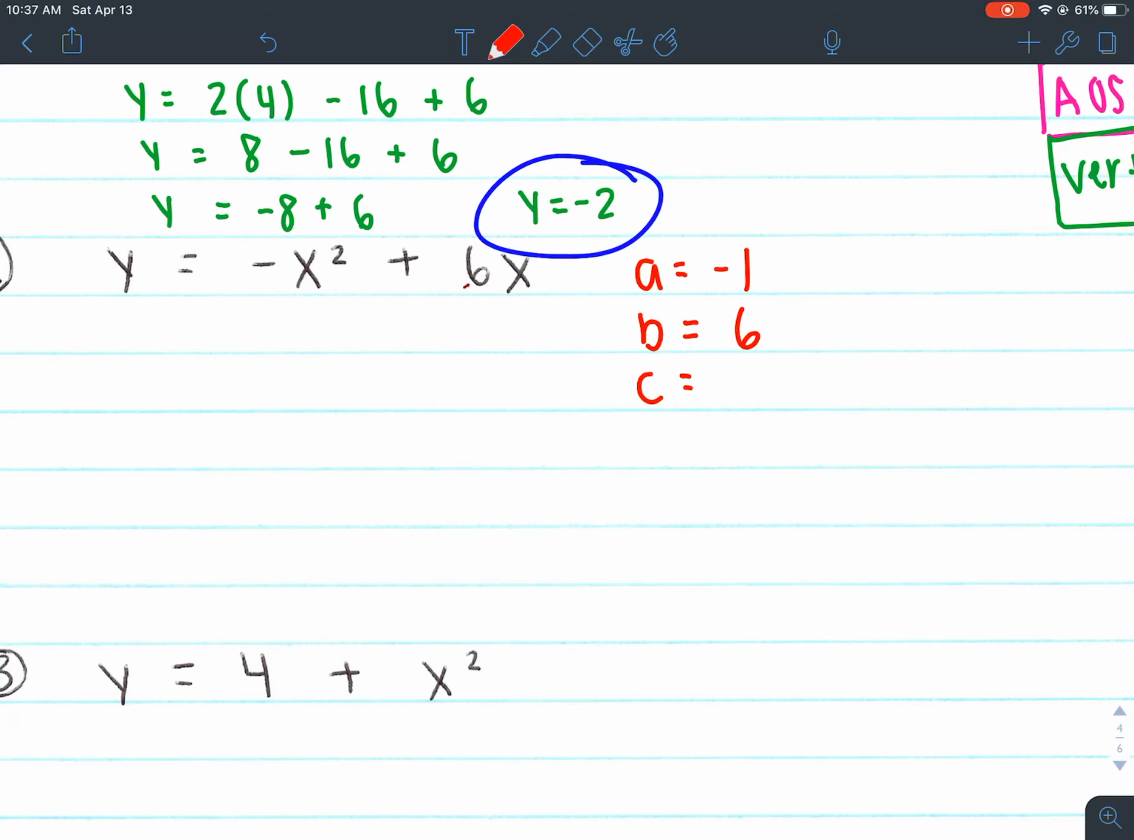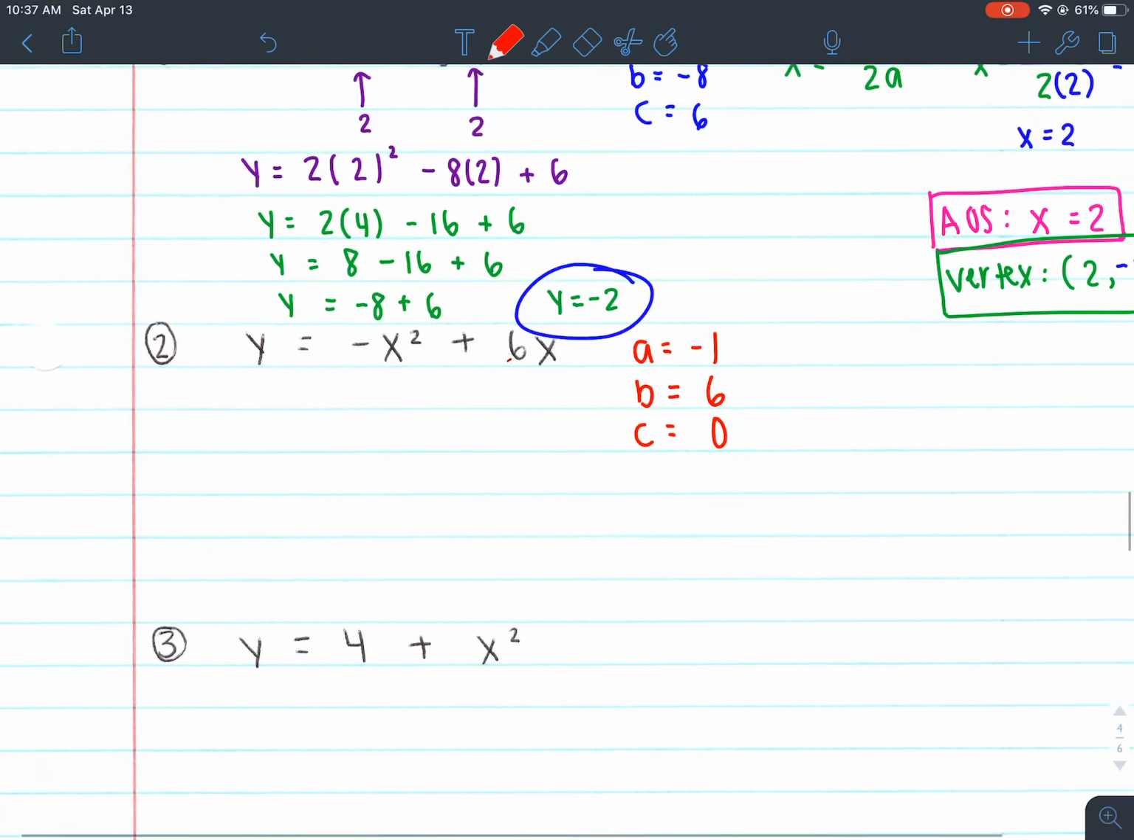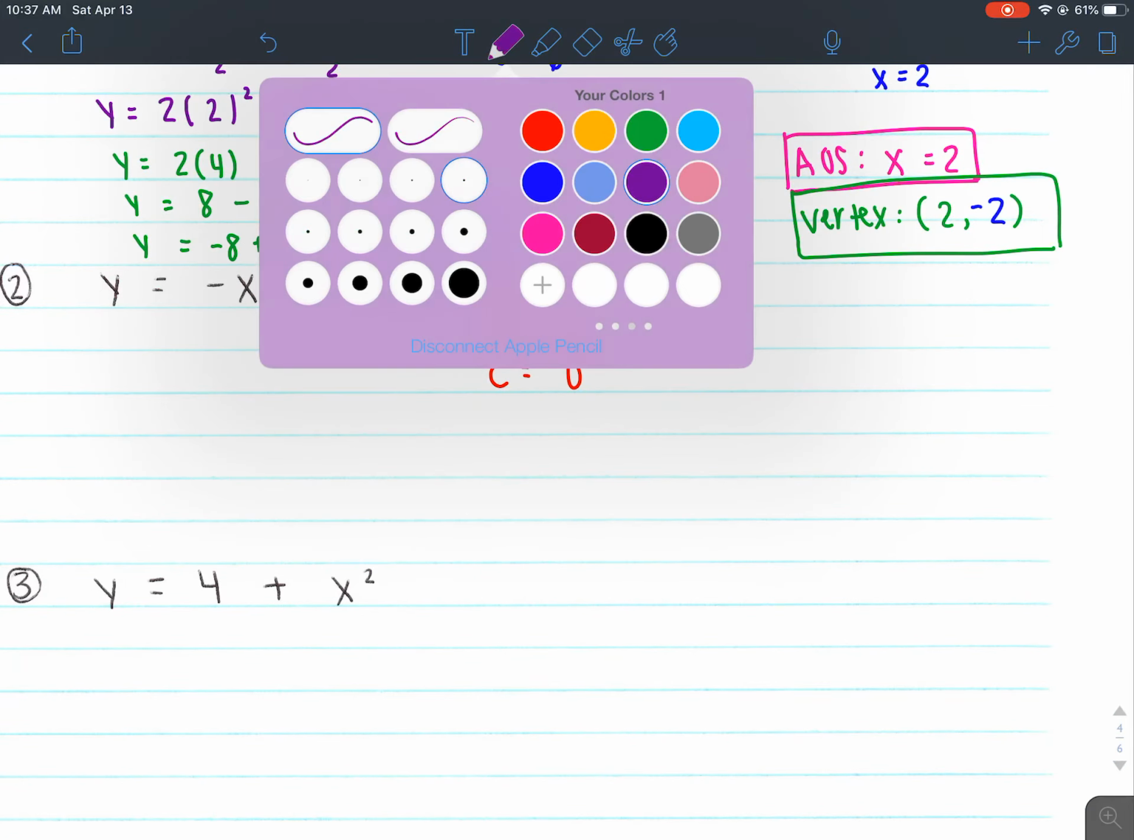And our C, we don't have one. Remember, C is the one that's just a constant. It's the number by itself. It's not attached to any variables. Since we don't have one here, remember nothing as a number is 0. So C is 0 in this case.